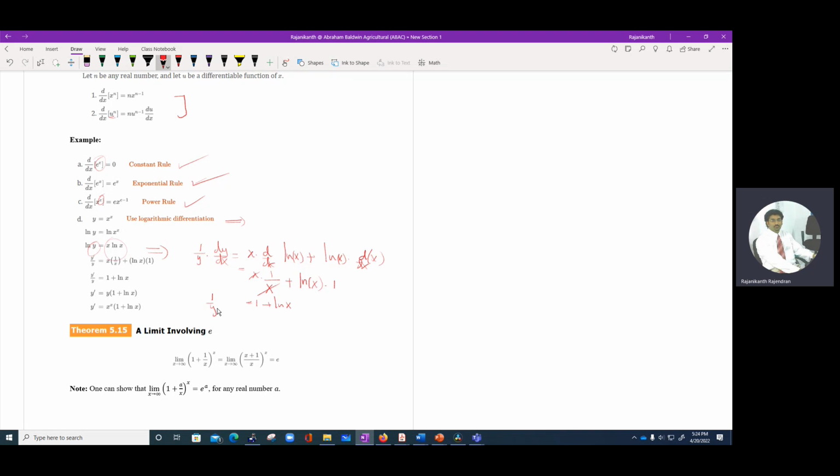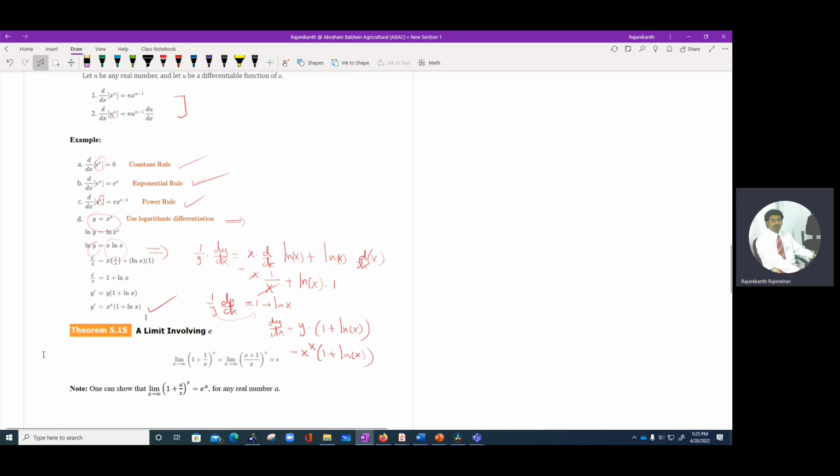That side you have 1 over y times dy over dx. Remember, you're finding dy over dx, right? So you have to solve this equation for dy over dx. In other words, simply move y to the right side. So that means dy over dx will be y times 1 plus ln x, right? But what was y? At the beginning they have given y is x to the power x. So go back and replace y by x to the power x. This is the derivative of y, in other words, dy over dx.